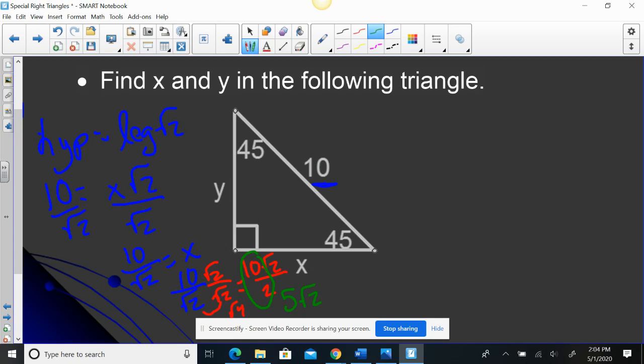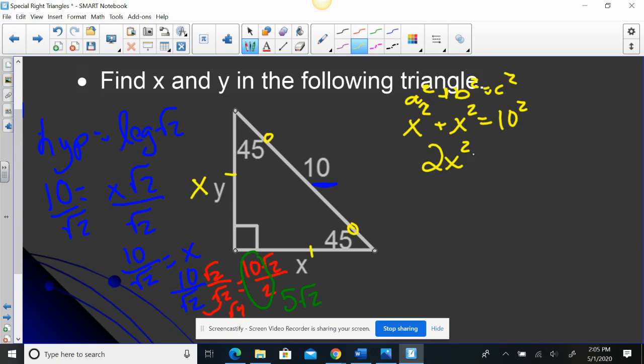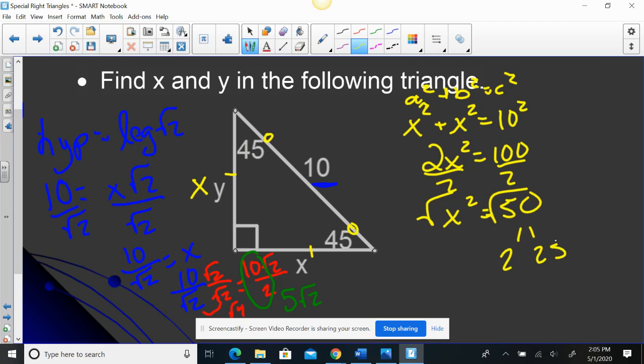The other way algebraically, if I'm not using that list that I downloaded, is if this is x, I could also call this x because I know that this is an isosceles right and these are equal. So there's no point in having two different variables. And I could simply solve x squared plus x squared equals 10 squared. A squared plus b squared equals c squared. This would give me 2x squared equals 100. Divide by 2, and I'd get x squared is 50. Take the square root. All right, 2 and 25, 5 and 5.